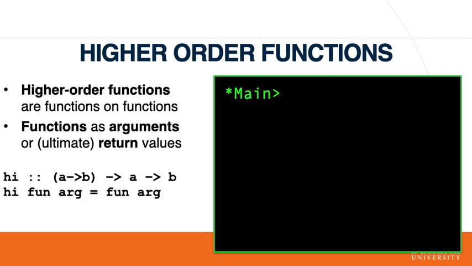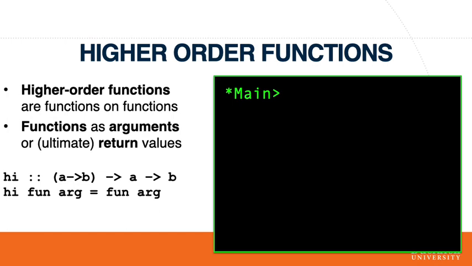Take, for example, high. High takes as an argument a function a to b and returns a function a to b. You can already tell that this is a completely pointless function. Another way of thinking about it, however, is it takes a function a to b and an argument of the type a and returns a return value of type b. The function is called fun, the argument is called arg, and the function is defined as returning fun arg.